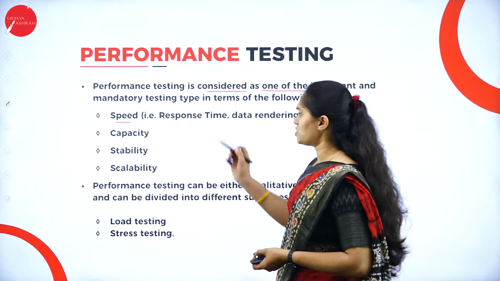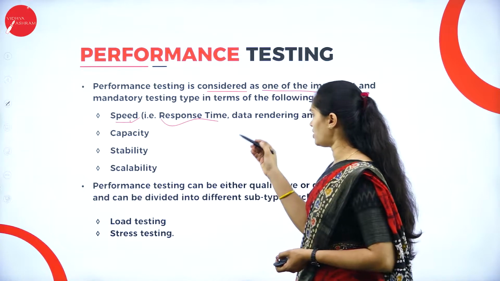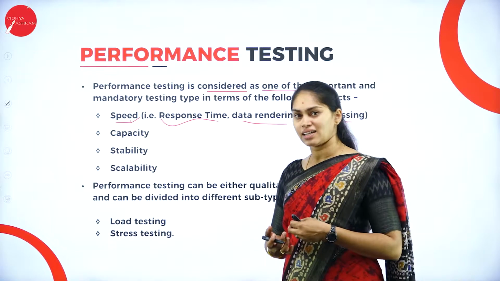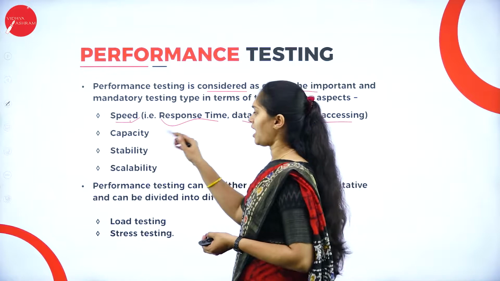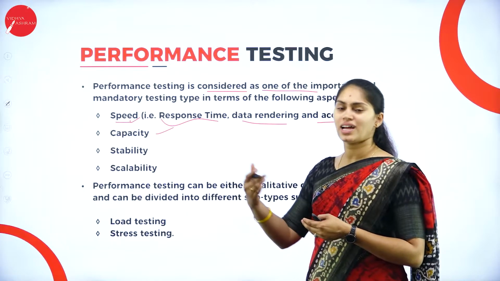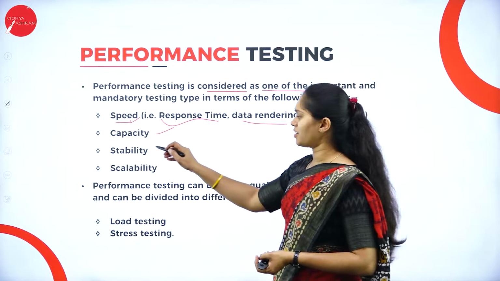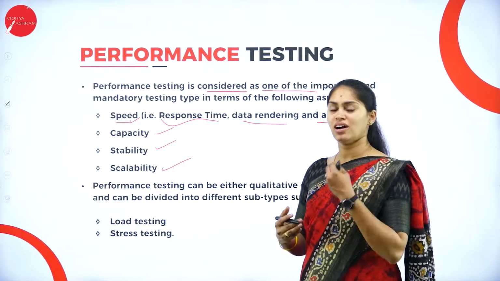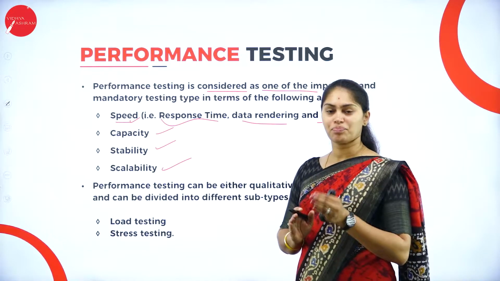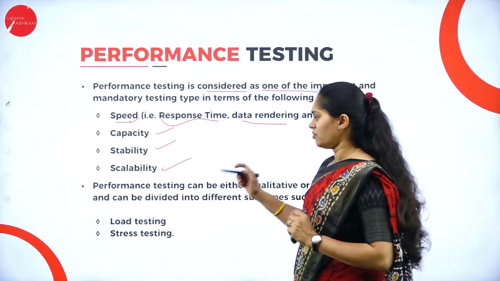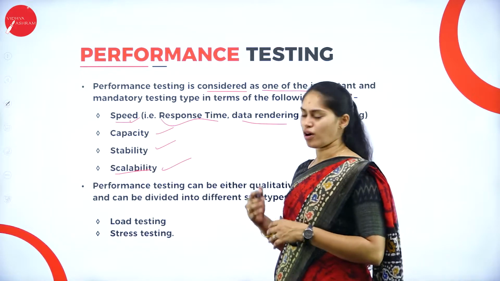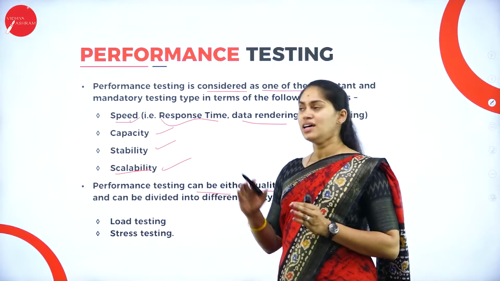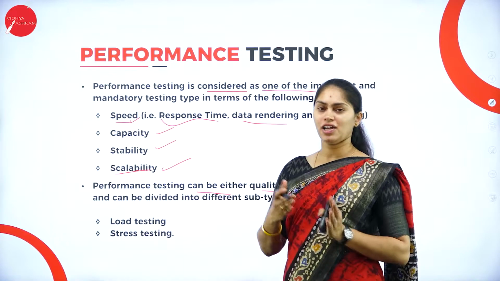So here we have speed, which can be response time or data rendering and accessing: how fast we are able to access that content. That is what relates to speed. And its capacity: what is the maximum load it is capable of taking. And also we have stability as well as scalability. We have to measure the performance in terms of memory space taken as well as time taken. Based on the time and memory complexity, we can scale its performance. And it can be either qualitative or quantitative. So here this performance testing can be either qualitative or quantitative.